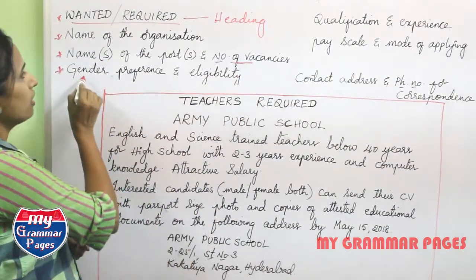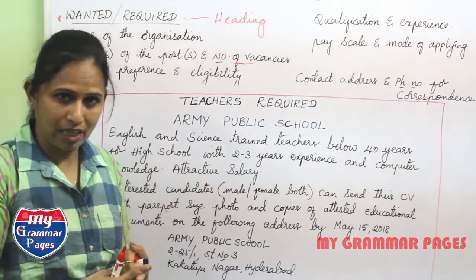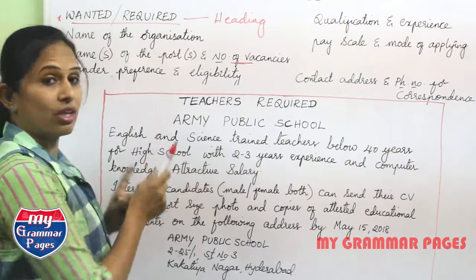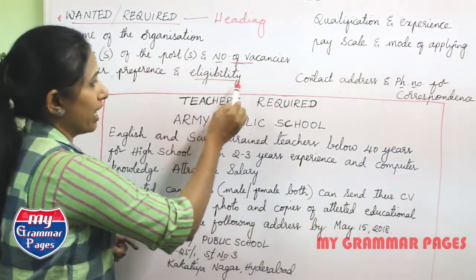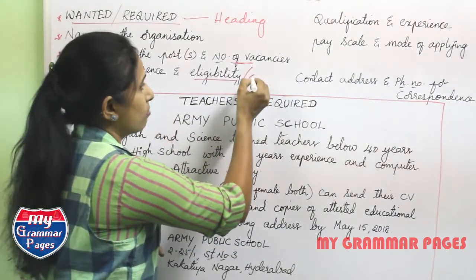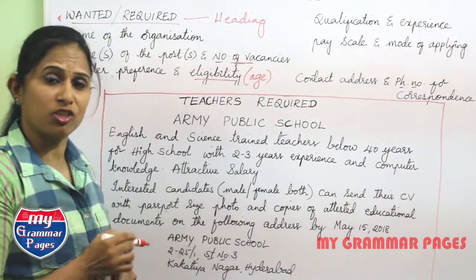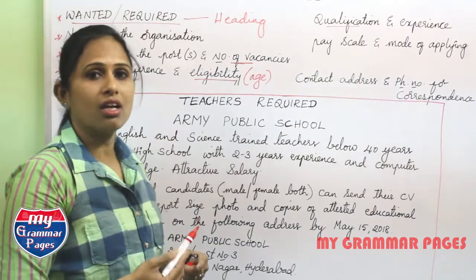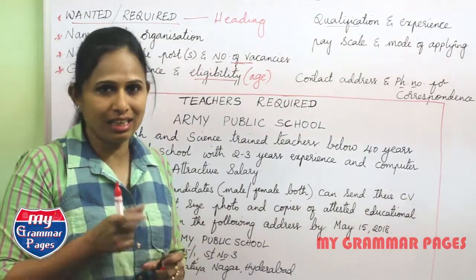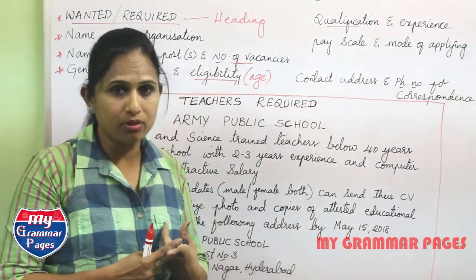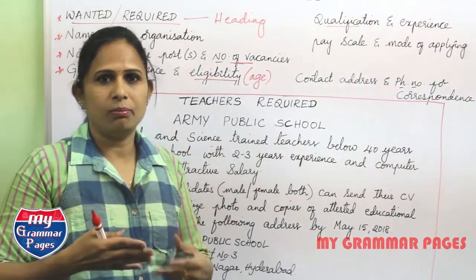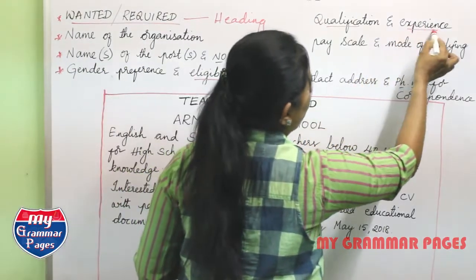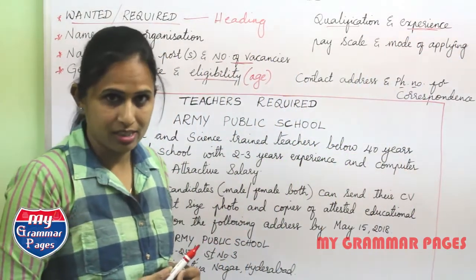And you need to mention the gender preference. Either you want only female faculty or male faculty, or if you don't have any gender preference, you have to mention that as well. And then eligibility; age comes under eligibility, so you have to mention the age. And comes the qualification. You must give this very clearly in the classified, whether you need trained people or whether you have any facility for taking untrained people. And you need to mention the experience.